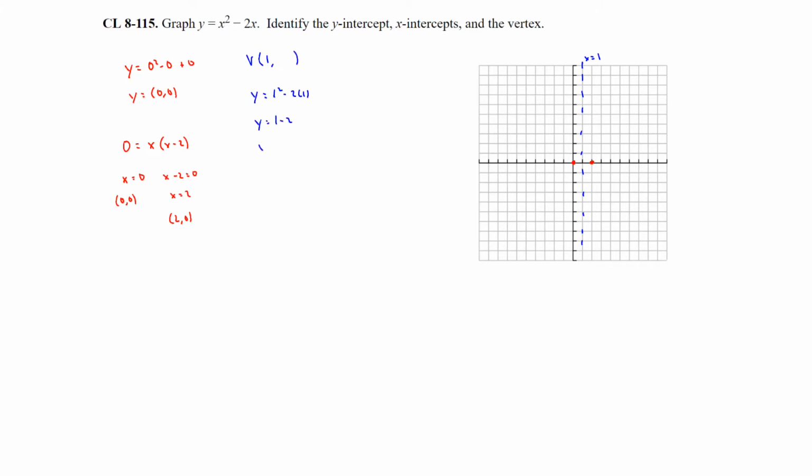And that gives me 1 minus 2 is negative 1. So at 1, negative 1 will be the vertex. And so with those 3 points, we can go ahead and sketch the graph. To find the vertex, also, we could have completed the square on y equals x squared minus 2x, and that would have also allowed us to find the vertex.